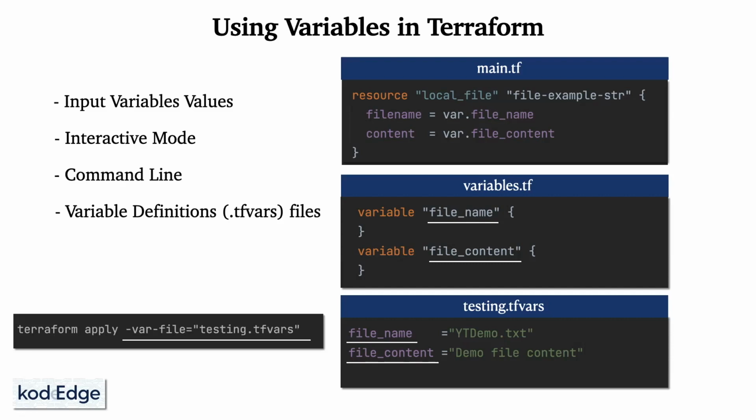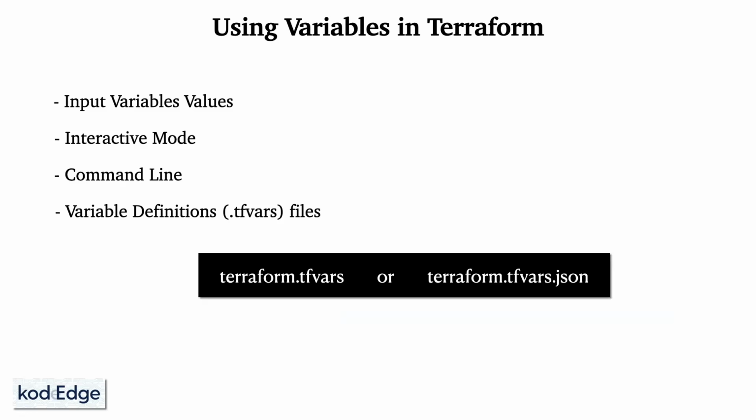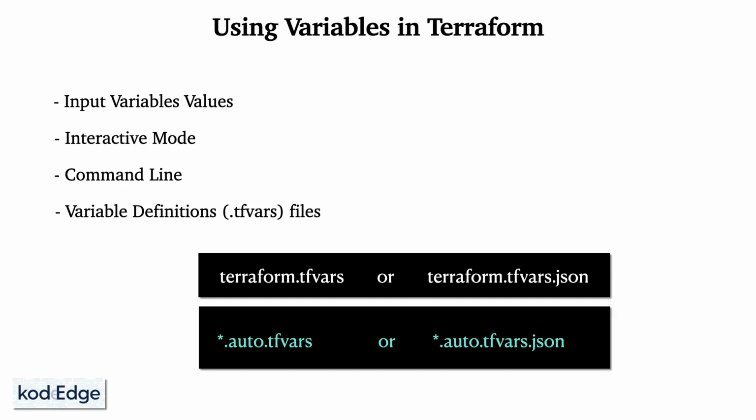So Terraform automatically loads a number of variable definition files if they are using naming convention like this. So file name exactly like this, like terraform.tfvars or terraform.tfvars.json or any file with name ending like .auto.tfvars or .auto.tfvars.json. These files are going to load automatically.